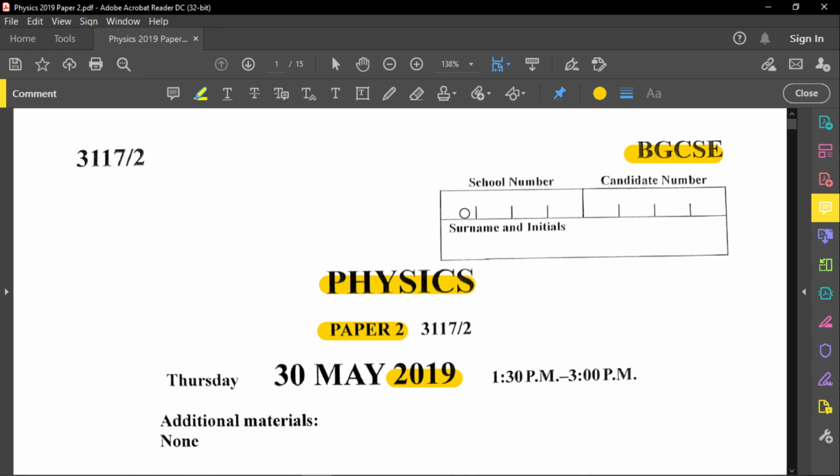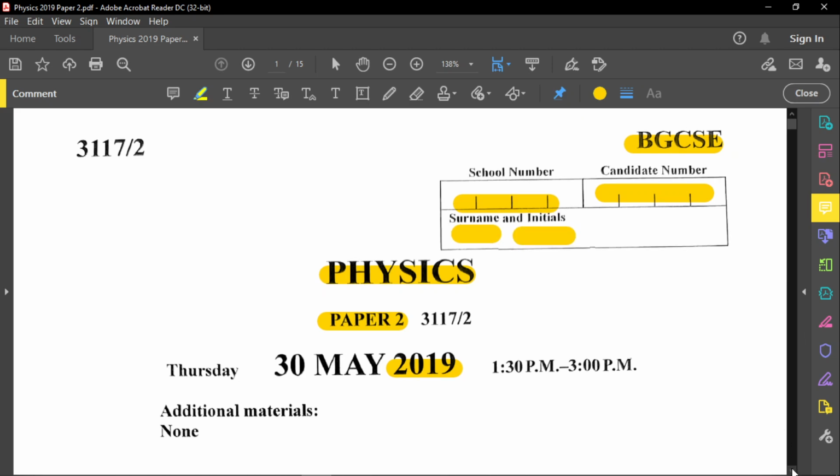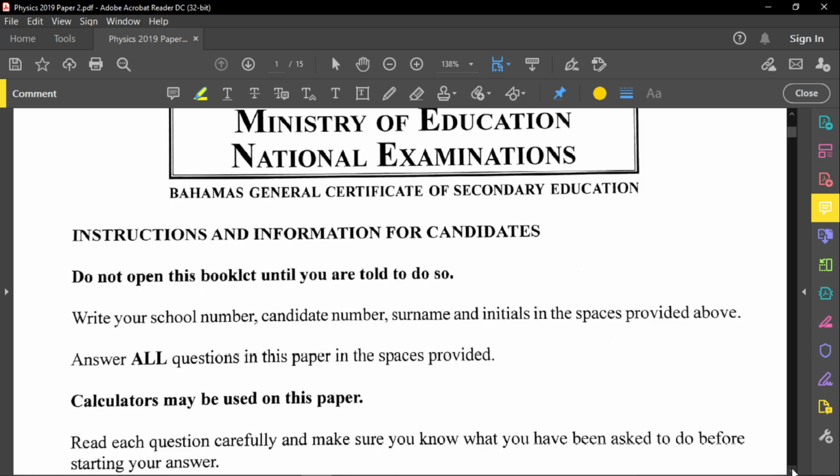Again, remember, always write your school number, your candidate number, your surname, and your initials. Again, read through the instructions carefully before you start this examination. Again, please remember, do not open the booklet until you're told to do so.